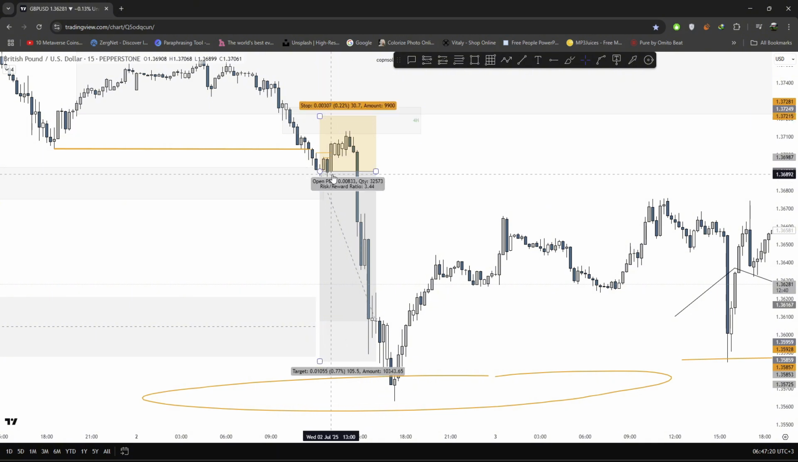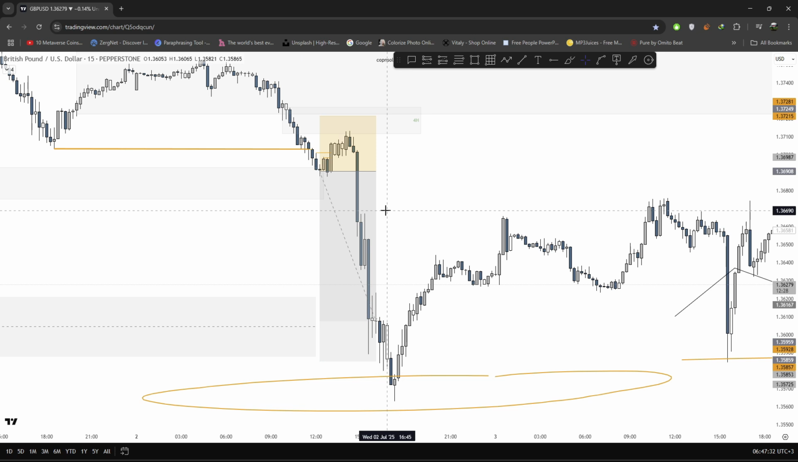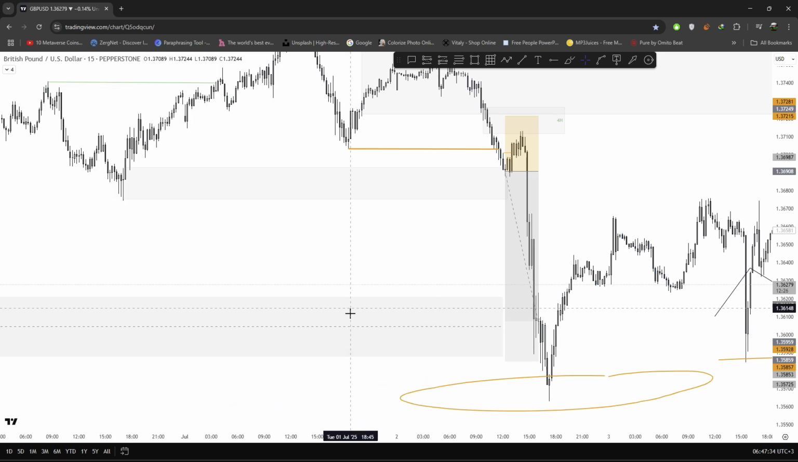Again, I went in on the 15-minute just because price was a bit aggressive. It was also a Wednesday, so I was a bit up and down. I wasn't settled really. So I just had to go in with a bigger stop just to protect my trade. But again, I'm glad that it worked out.